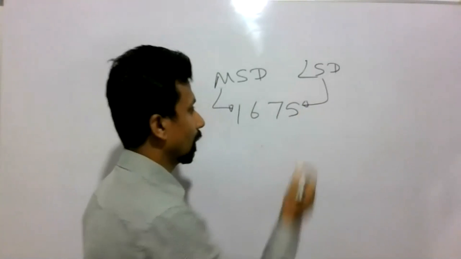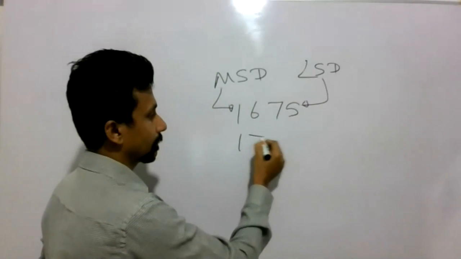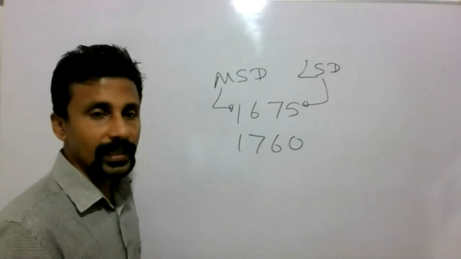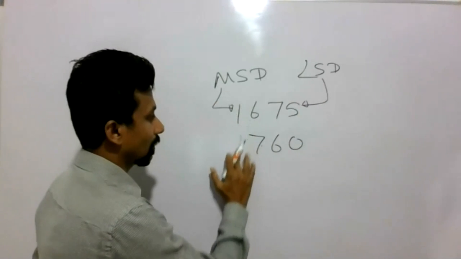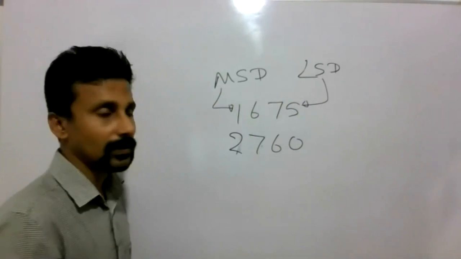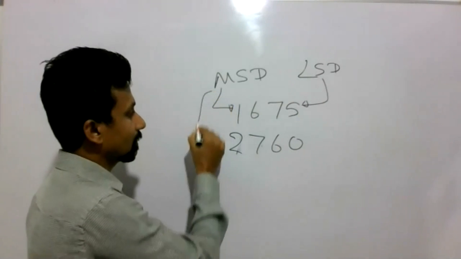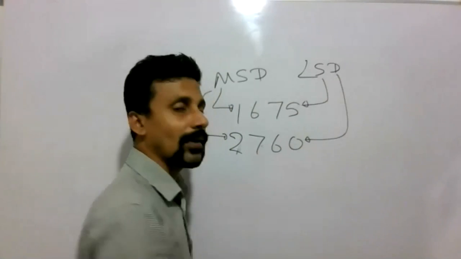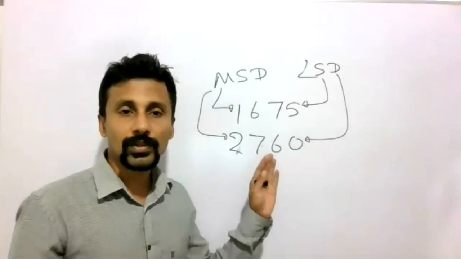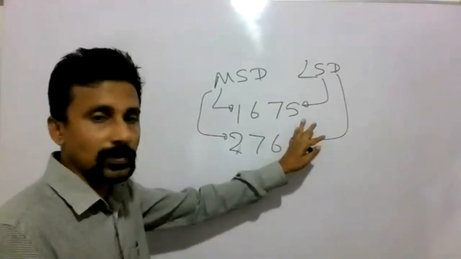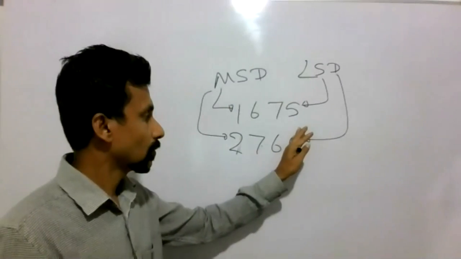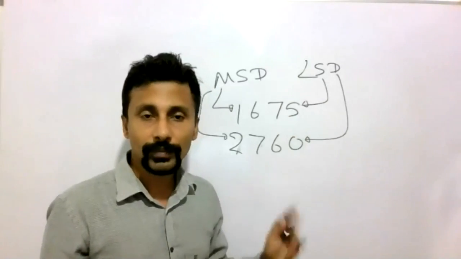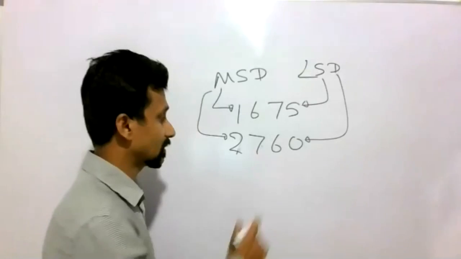So it is 5. If I take something like 2000, here the most significant digit is 2 and the least significant digit is 0. Here you have a value for the 0, because if you don't put the 0, you can see it becomes 276. So you have to take the 0 even when it is a whole number.